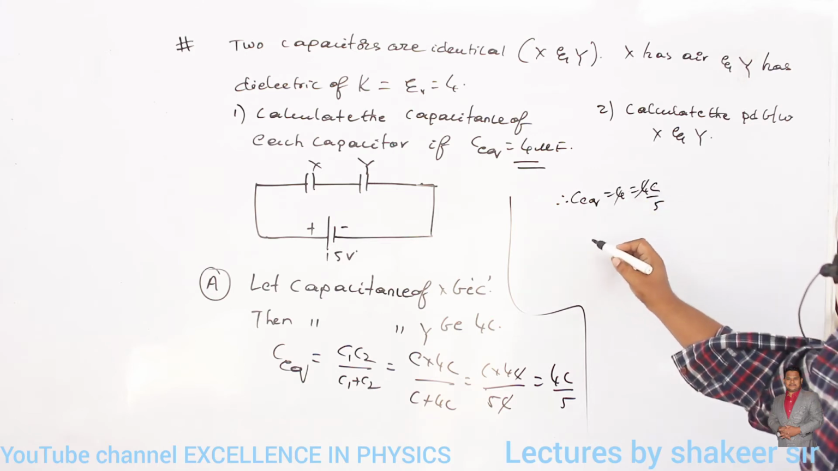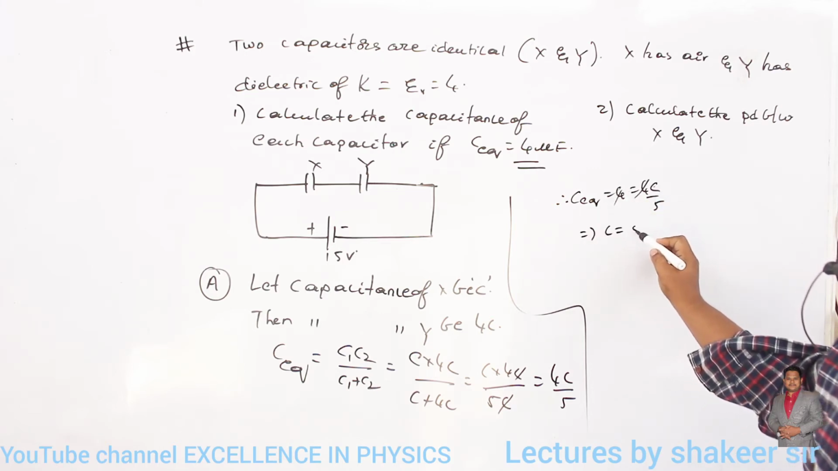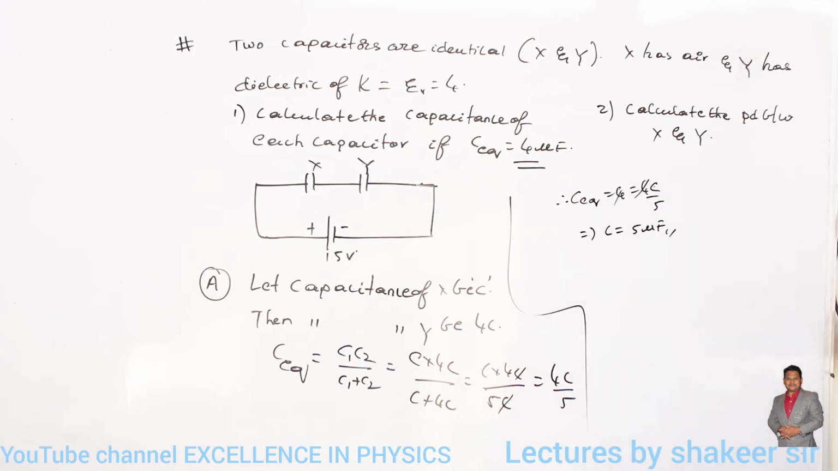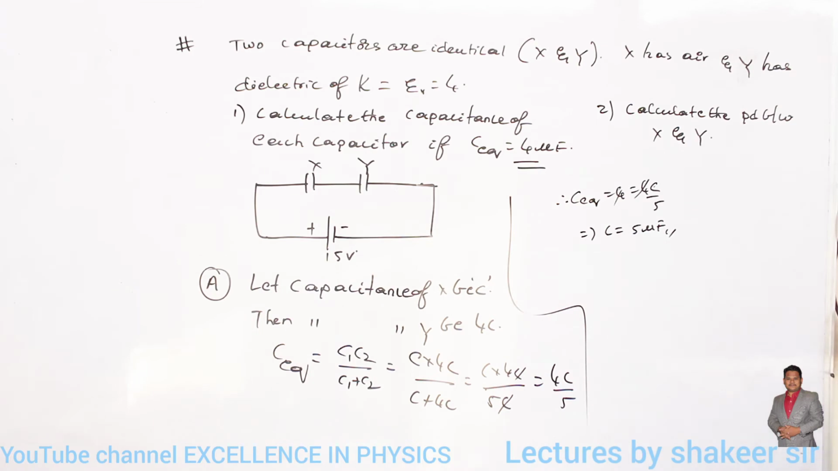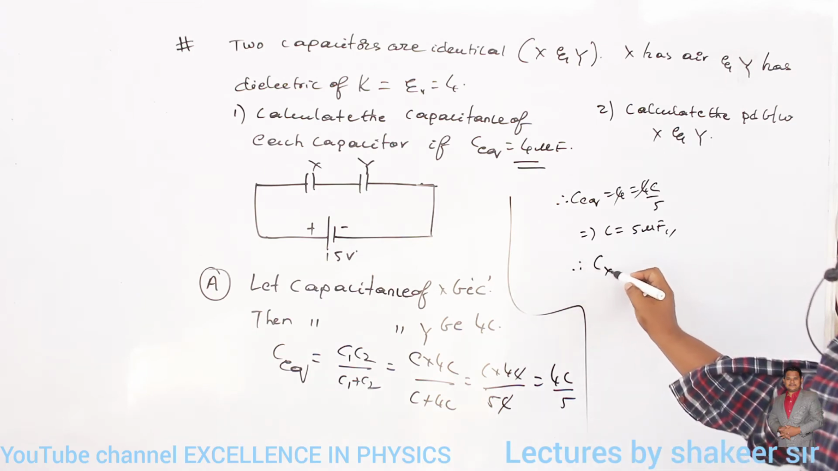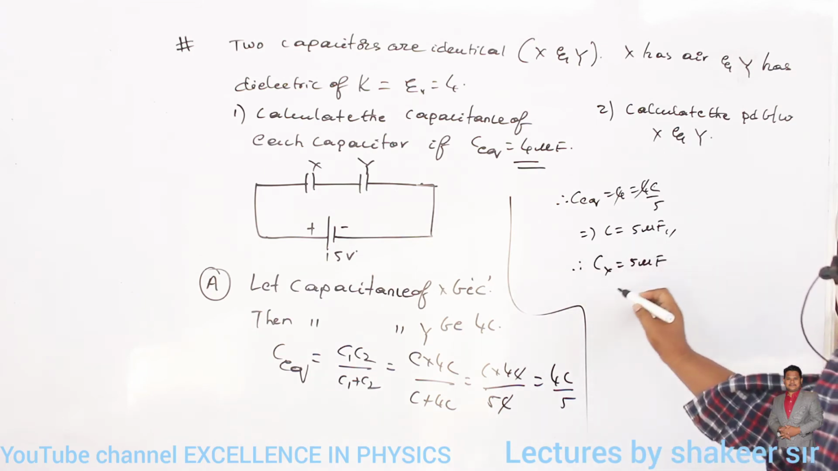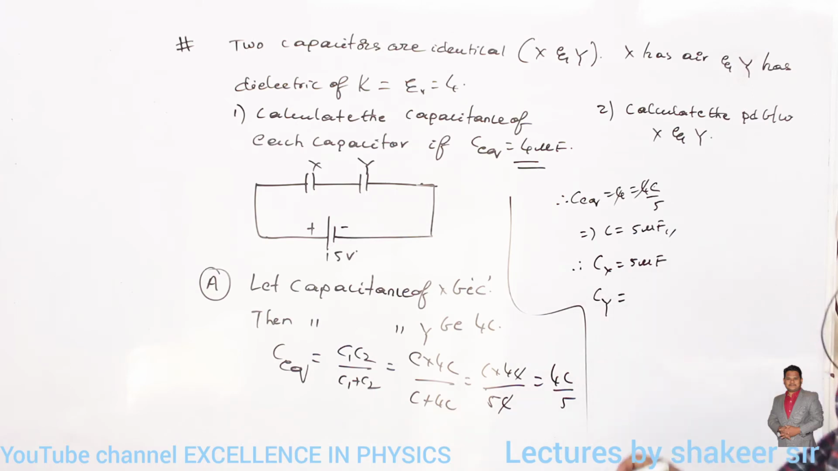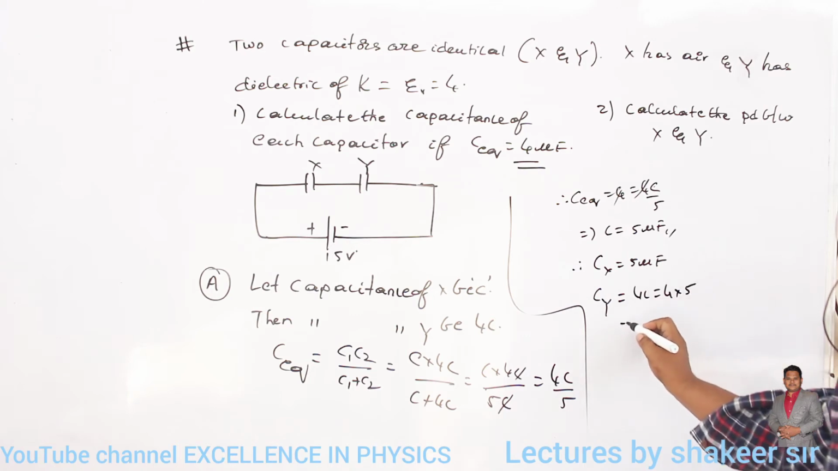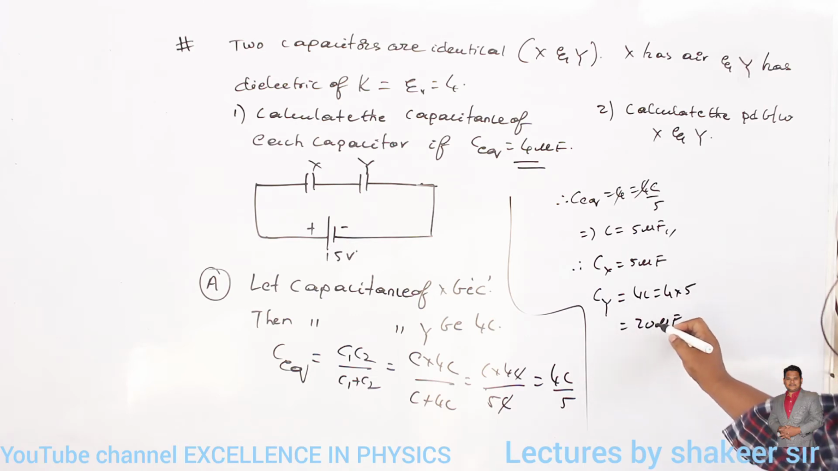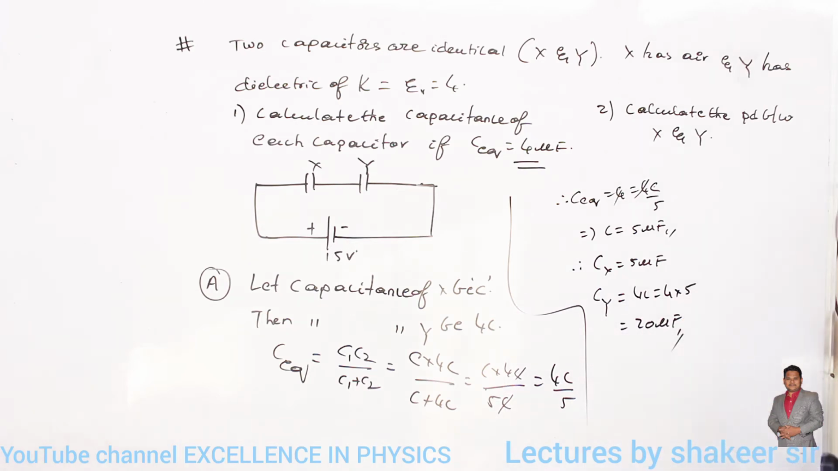Okay? So 4 and 4 get cancelled. So C is equal to 5 microfarads, which is the capacitance of the first capacitor X. Its capacitance is C only, which is 5 microfarads. Then the capacitance of Y will be how much? It will be 4C, so 4 into 5, which is 20 microfarads, the capacitance of the second capacitor.